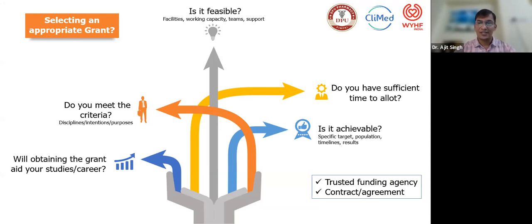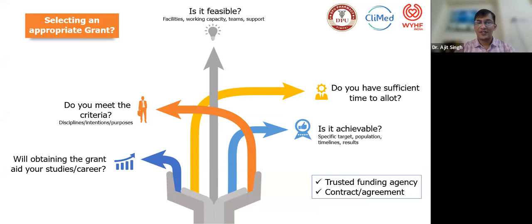If I am from pharmaceutics and some grant is in pharmacology, I should think twice whether I should go for this grant or not, whether this is meeting my criteria or not. Why am I telling this? If it is not meeting your criteria, your intentions, your purposes, that means you are wasting your time, your efforts, your resources, reviewers' resources, reviewers' time, everyone's time. And if you get that, you may not be the appropriate person to conduct that.